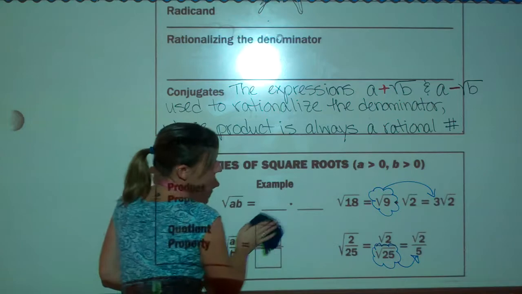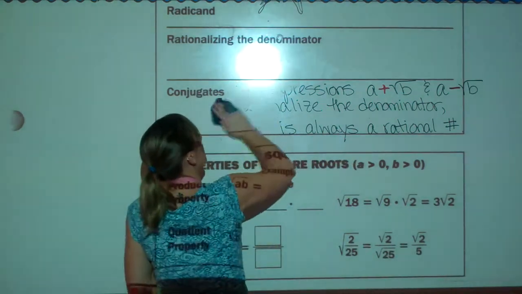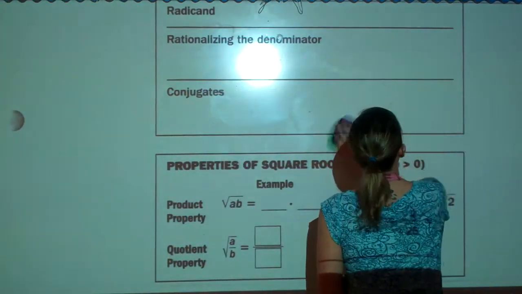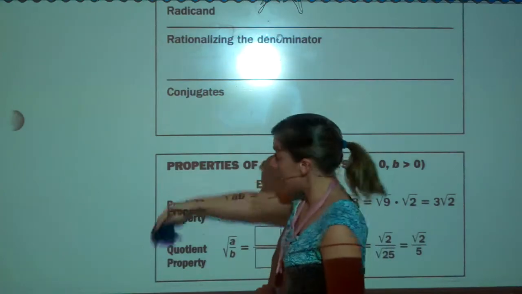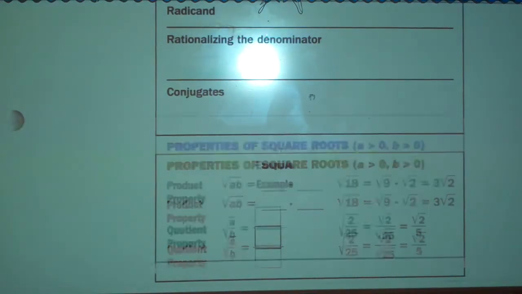So we want to go ahead and practice those at the bottom of the page, so that as we build on this, we've got this practice down.